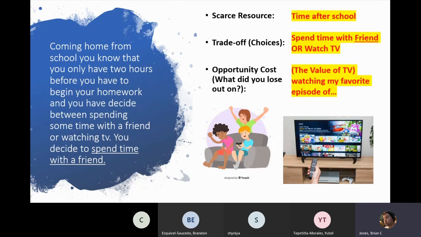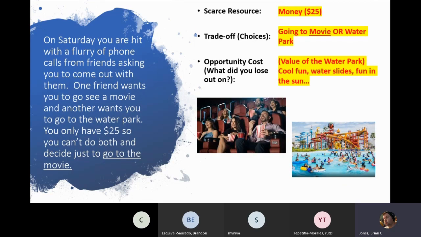So that's how you're going to do each scenario. You identify the scarce resource. You identify the choices that you're choosing between. And then once that choice has been made, what did you give up? What was the opportunity cost? So because I spent time with a friend, I missed my favorite episode on whatever show I would have been watching. So hopefully that's not going to be too confusing. So let's go on to number 2. Once again, if you've got any questions, type them in or jump on the audio and you can ask me a question. All right. Next scenario.